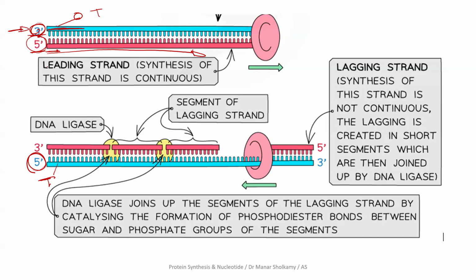In this case, this strand will be called the leading strand because the synthesis of this strand is continuous in one go. Now the other strand is a 5' strand. I cannot bind to it. I have to wait until a section is exposed to go to a 3' end. This is 5', 3'. Okay?